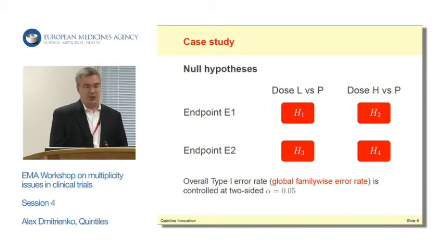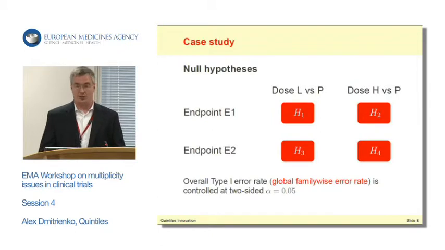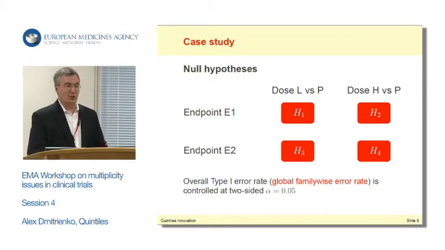The general regulatory expectation in the United States, where I came from, is that to be able to get certain regulatory claims into the product label, it is critical to control the global family-wise error rate in the strong sense. And there was actually a short discussion about comparison of weak error rate control versus strong error rate control. I'm not going to spend too much time on this.